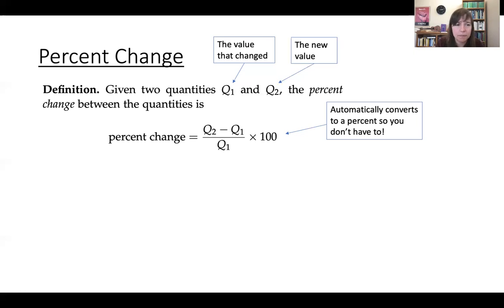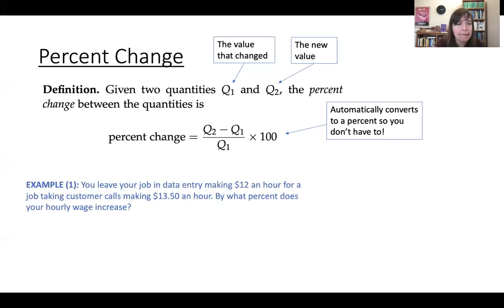Let's do an example. Okay. Suppose you leave your job in data entry, making $12 an hour, for a job taking customer calls, making $13.50 an hour. By what percent does your hourly wage increase? I encourage you to pause and try this for yourself.